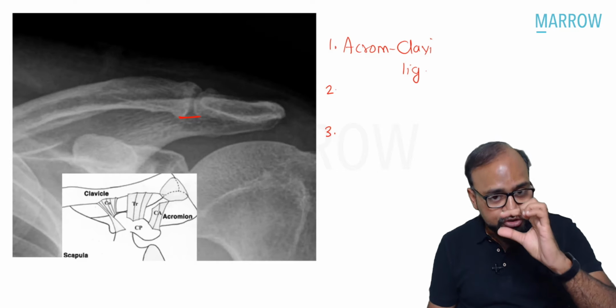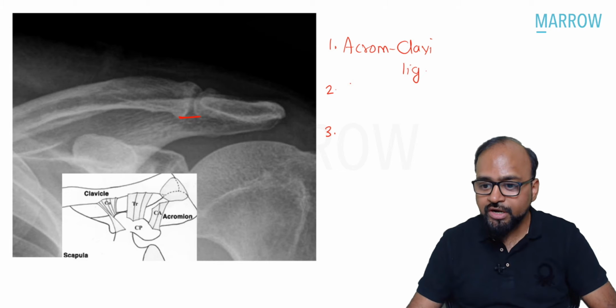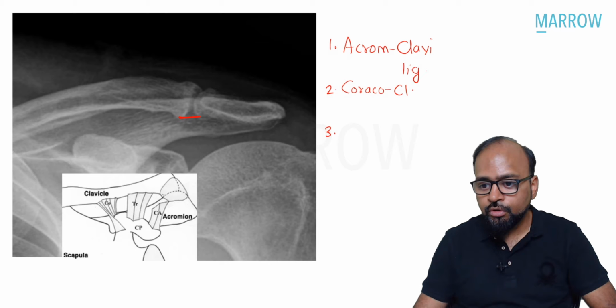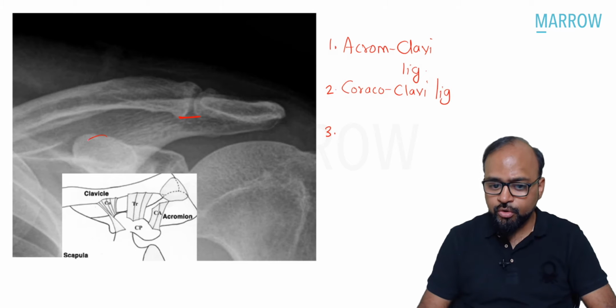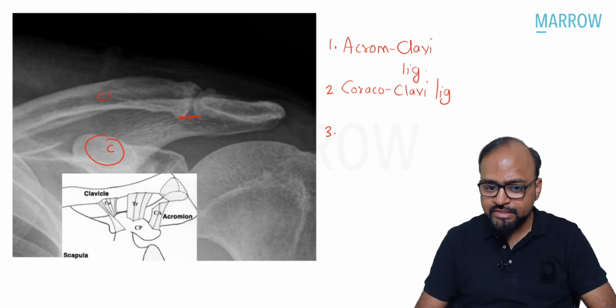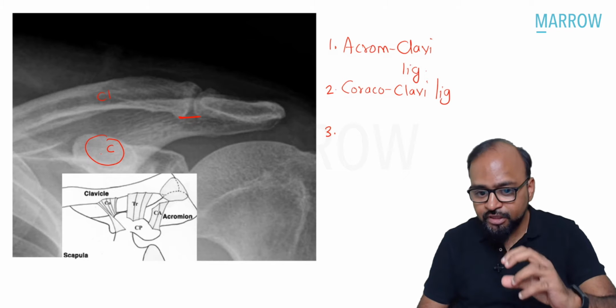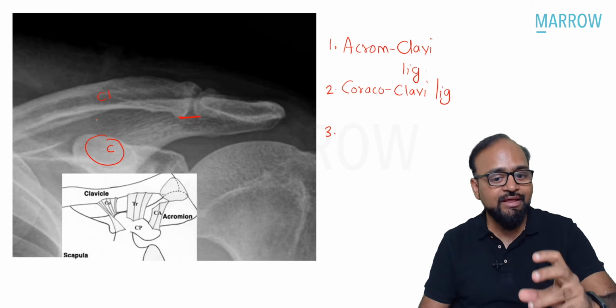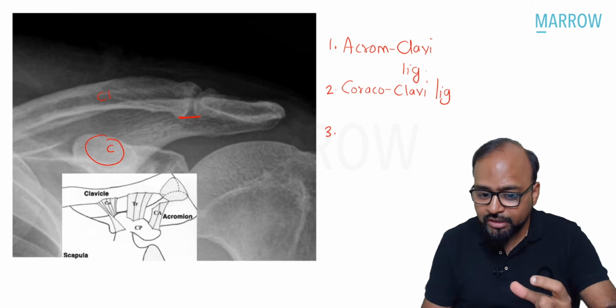Another ligament which holds the clavicle in its position. So this is called the coracoclavicular ligament. So this is the coracoid process here. This is the clavicle. So there is a set of ligament that runs between the coracoid process and the clavicle. This is called coracoclavicular ligament, right?